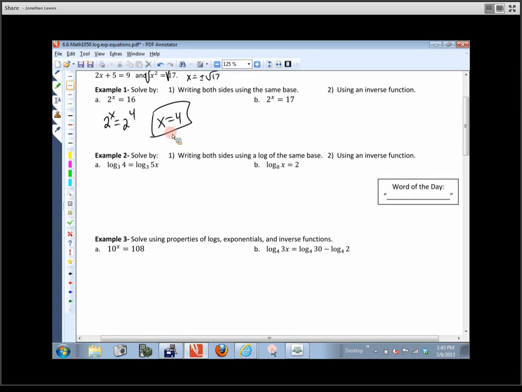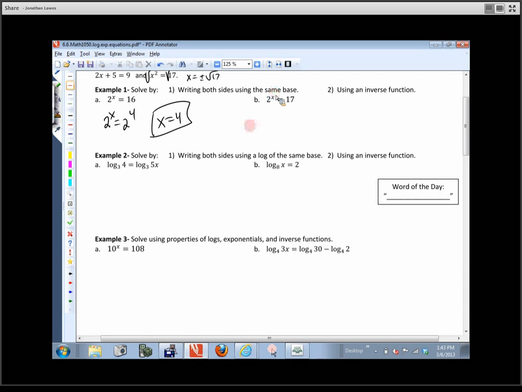This problem, though, is different. You can't write 17 with a base of 2. Well, or maybe you could if you tried really hard. You might want to think about that. Okay? But we can do this. We can look at this and say, well, this is exponential base 2, and the exponent is x. I want to get that down where I can work with it. What function or what operation do we have that will undo exponential base 2?